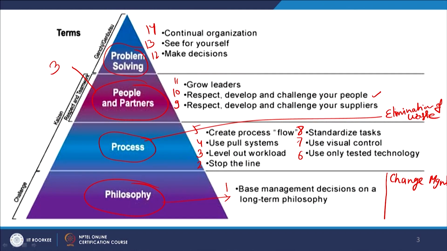Then we come to the fourth important P, that is problem solving. Now, this problem solving P, that is also very interesting, because there are two views with respect to problem solving. One view says that if a problem is happening at a particular level, then the people dealing at that level are the best persons to solve that problem. So, they should be involved in solving that problem.